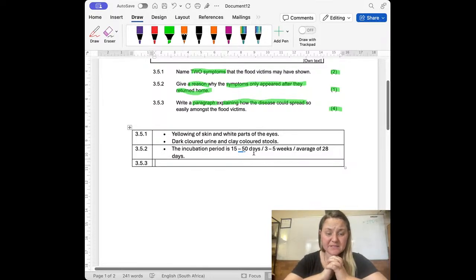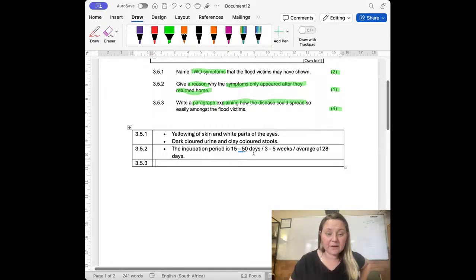So for your other diseases as well, if the incubation period is 1 to 7 days, you need to know that it can be up to 1 week. If the incubation period is 28 days, you need to know that that's up to 4 weeks. So you need to know the days and the weeks. In this case, though, when you answer, you only have to give one of them.